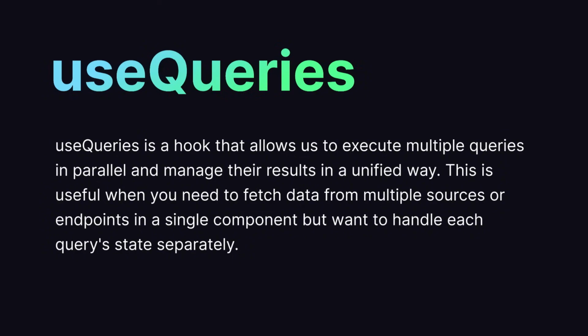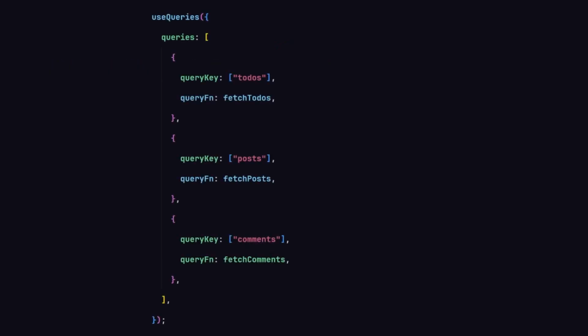So this is just useQueries, and now let me show you what the syntax looks like. First of all, we need to call our useQueries hook, and it's going to take an object as a parameter, and inside that object we're going to pass something called the queries array. Inside that array, for each endpoint we are going to pass an object, and inside each object we pass the query key, a unique key for that query, and also a unique function which will allow us to fetch that specific item from that specific source.